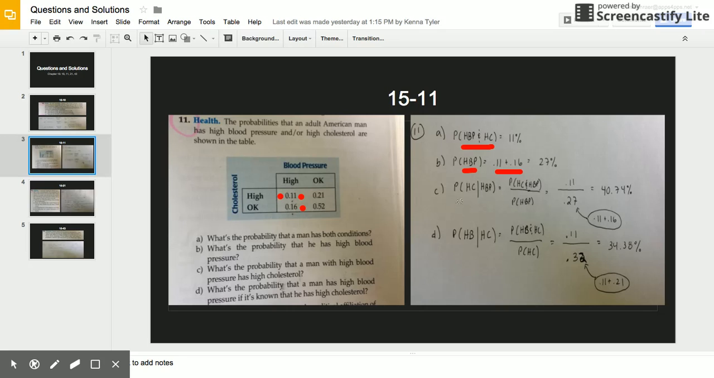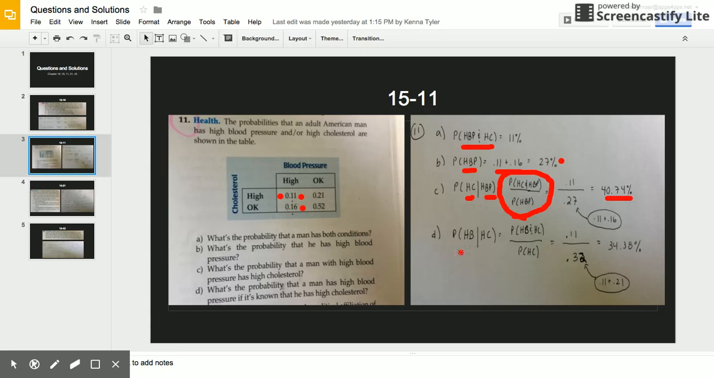The next one is our conditional one. Here he has high cholesterol given that he has high blood pressure. So we already know he has high blood pressure. So that goes second. I, of course, set up my equation right here. And now I just fill in from the chart. The area where there's both high blood pressure and high cholesterol is right here at 11. And then high blood pressure total, we've already figured that out right up here. And that ends up being 44.74%.